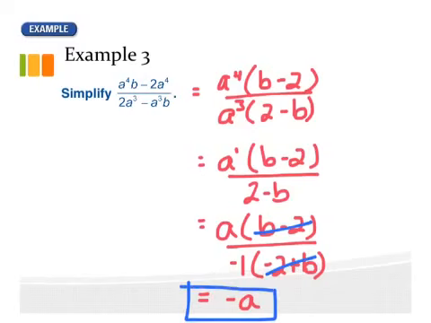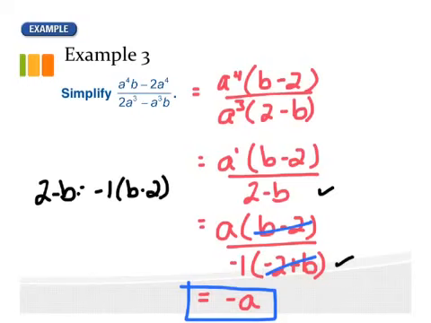You'll want to pay attention to this technique here about turning 2 minus b into basically b minus 2 by taking out a negative 1. Let me write that again over here. 2 minus b is the same thing as negative 1 times b minus 2. Okay, you're going to see that in a few problems this chapter.